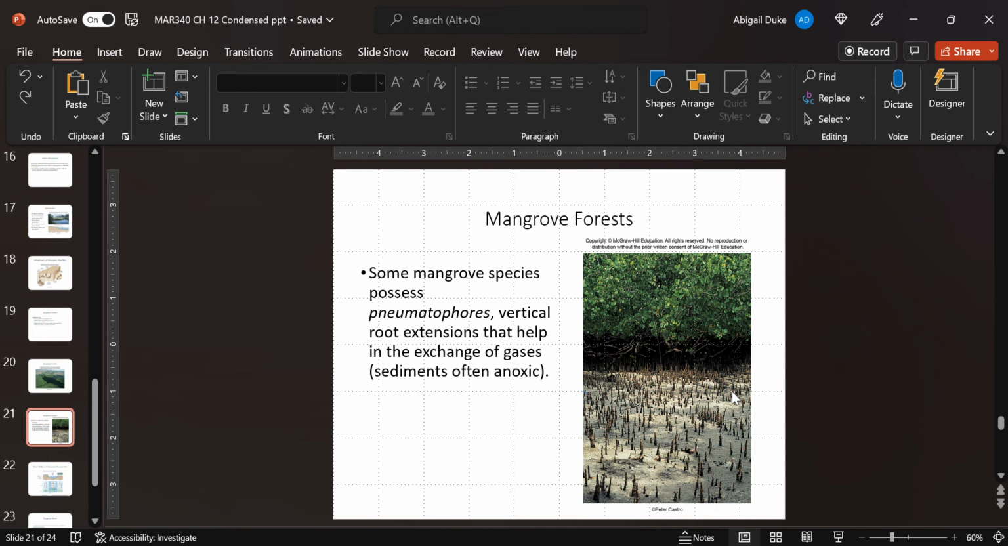Mangrove forest. Some mangrove species possess pneumatophores, vertical root extensions that help in the exchange of gases. Sediments are often anoxic. This is on that same page, page 289. It's figure 12.19, and it says this same word.